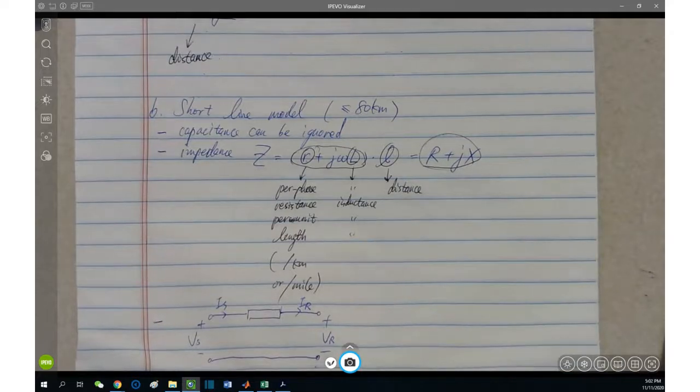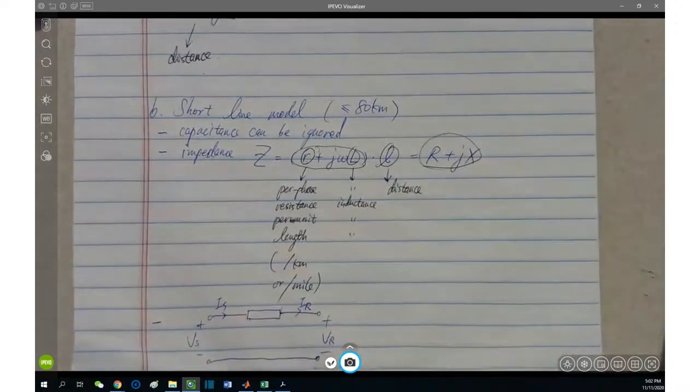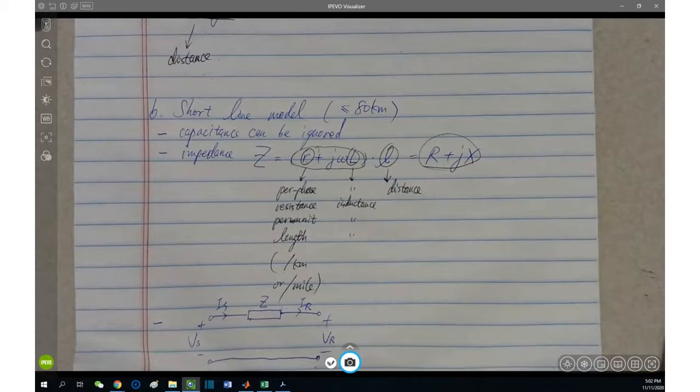This is a transmission line for a short distance model. Very, very easy. Two pairs of ports. Input ports, we call it VS as a voltage across. And also we have a current into it. Output here, we have output voltage, positive, negative, VR. Have receiving current here, IR.